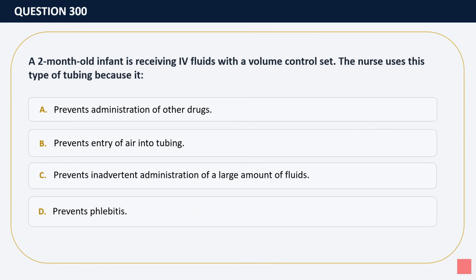Question 300. A 2-month-old infant is receiving IV fluids with a volume control set. The nurse uses this type of tubing because it: A. Prevents administration of other drugs. B. Prevents entry of air into tubing. C. Prevents inadvertent administration of a large amount of fluids. D. Prevents phlebitis.